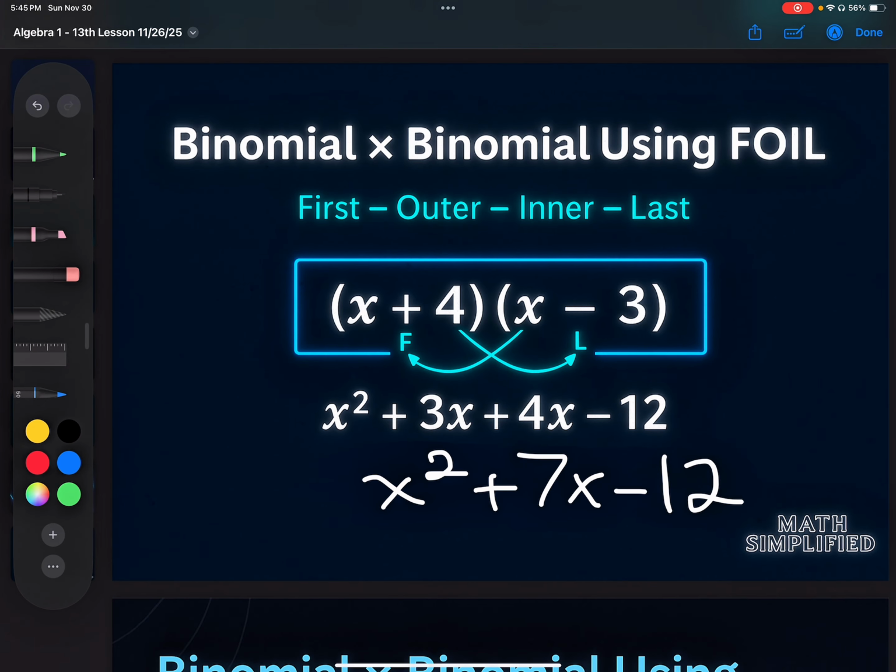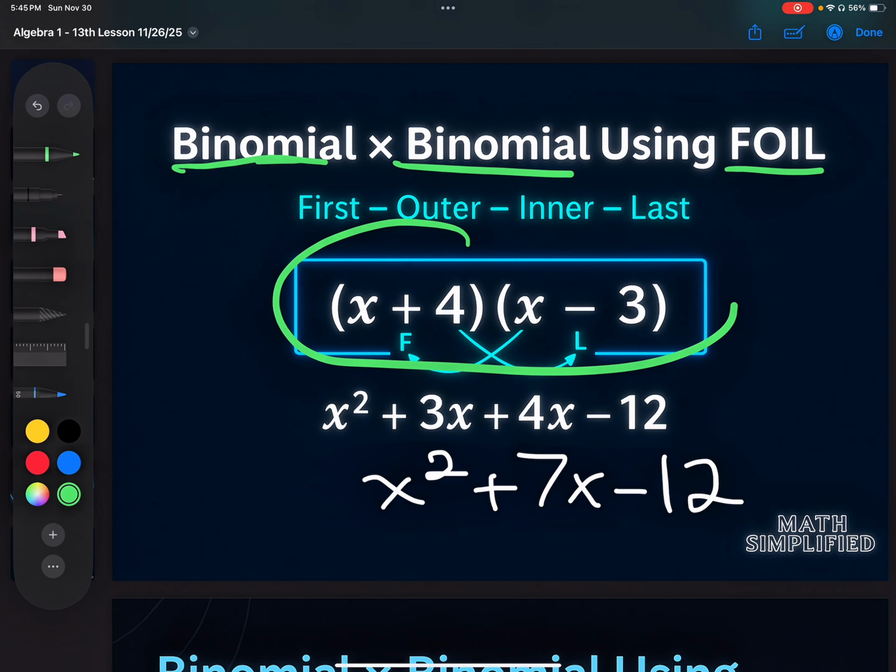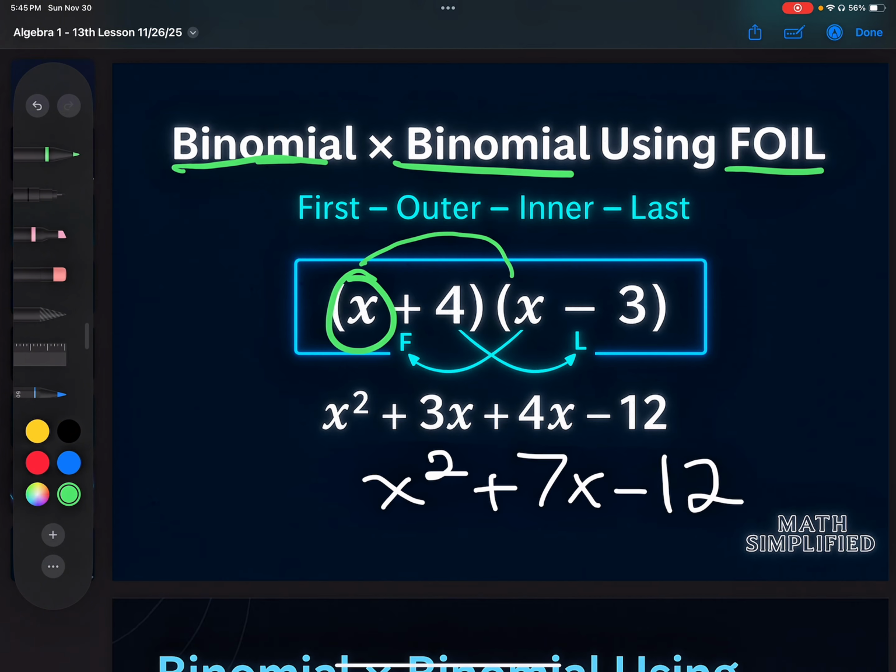Next is a binomial times a binomial using FOIL. FOIL is another method to multiply these polynomials. The way to do that is, for example, we have x here, so we distribute the x to the first term in the other parentheses, and then we also distribute the x to the last term in the other parentheses. Then we do the same thing for this 4: we distribute the 4 to the first term in the other parentheses, and then also to the last term in the other parentheses.